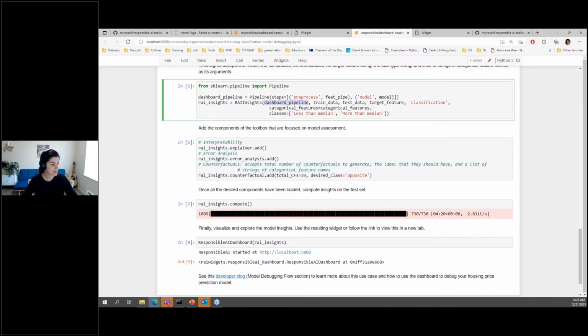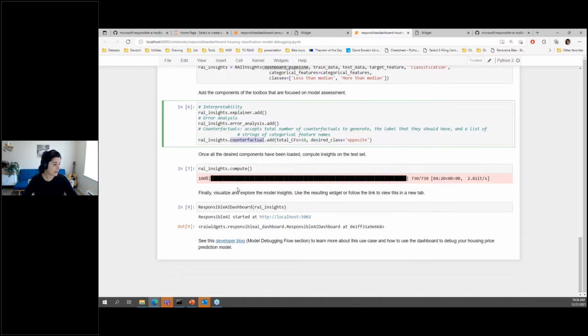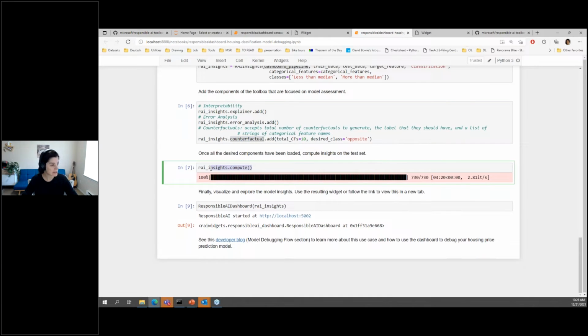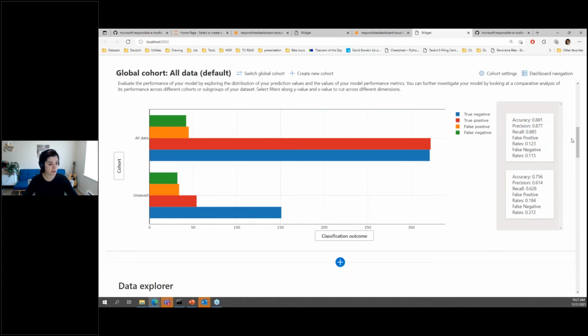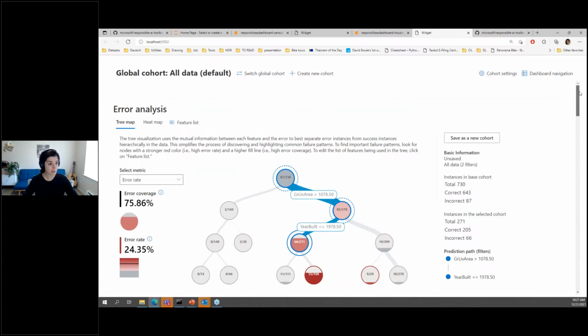And then after that, we are customizing this dashboard and adding the components that we think are relevant to the problem. And since we're going to look at model debugging, we're going to add an explainer, error analysis, and counterfactual analysis for instance level debugging. After that, we are computing all the insights for this particular data set, and then we're showing the dashboard. So the dashboard has started in this local server, and let's look at all the components one by one.